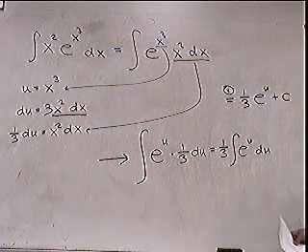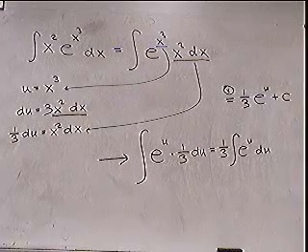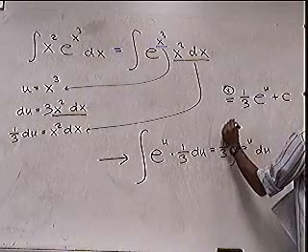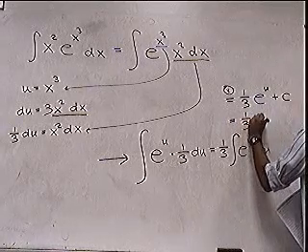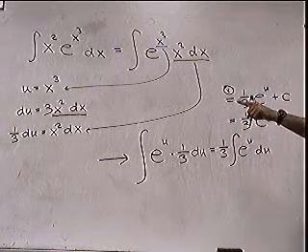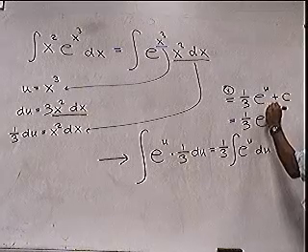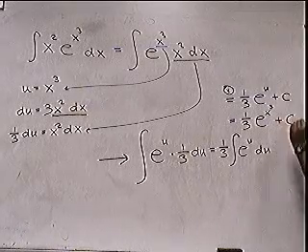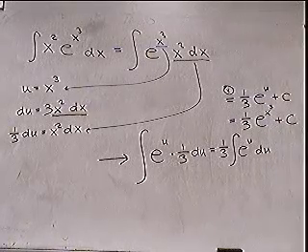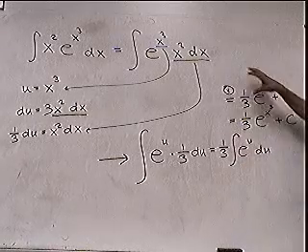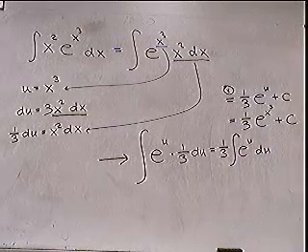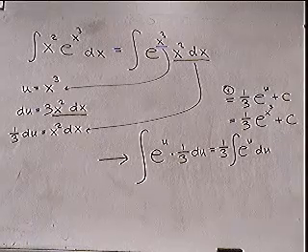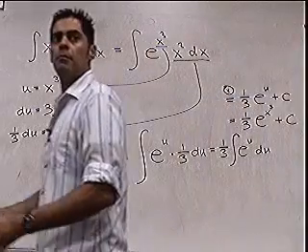But we're not done, right? We're not done. What is u? U is x cubed plus my constant, right? Sorry, I kind of did this here. Now I'm done.